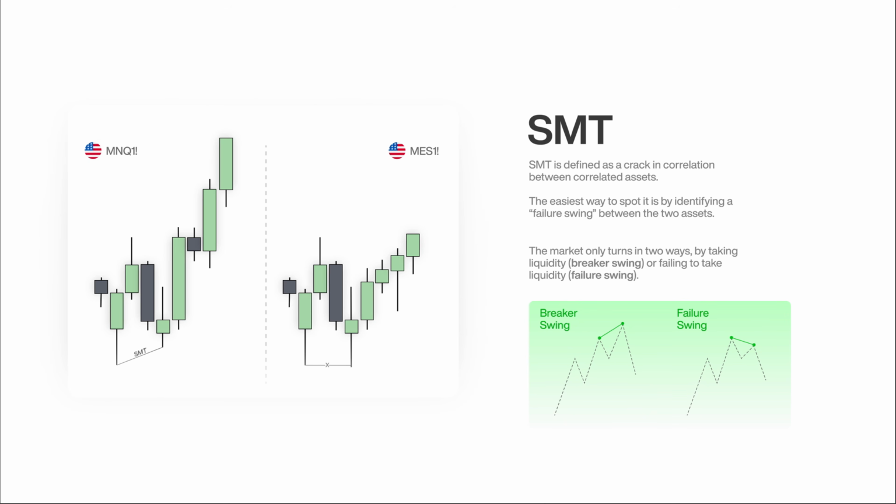The absolute easiest way to spot SMT is by identifying a failure swing between the correlated assets. The market only turns in two ways: by taking liquidity, a breaker swing, right? So you can see right here, we take this high and then turn. Or by failing to take liquidity, which is a failure swing. This is where we fail to take that high and then turn. So the easiest way to spot SMT is by identifying a failure swing on one of these correlated assets. Let's say this is ES and this is NQ. Well, once we get this failure swing, that is our SMT on NASDAQ.